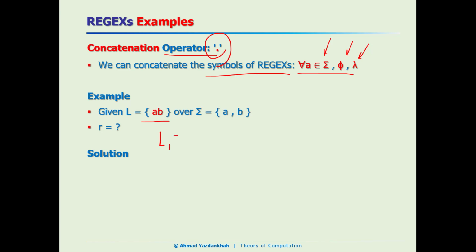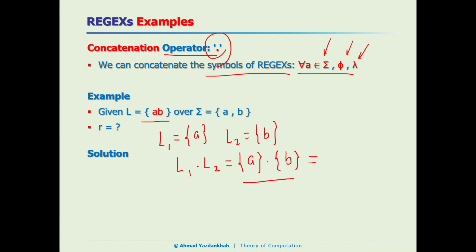Let's say language 1 is just A, and language 2 is just B. If I ask you what is L1 concatenated with L2, the concatenation of these two, we concatenate all strings of the first language with the second language. In this particular case, it will be just AB.